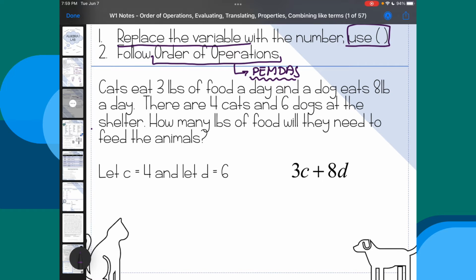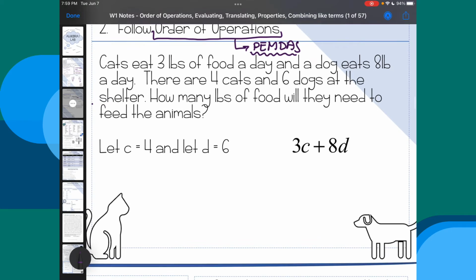Cats eat 3 pounds of food a day and a dog eats 8 pounds a day. There are 4 cats and 6 dogs at the shelter. How many pounds of food will they need to feed the animals? They also let us know to let C be equal to 4 and D equal to 6. So the variable C is equal to the number 4, and the variable D is equal to the number 6.